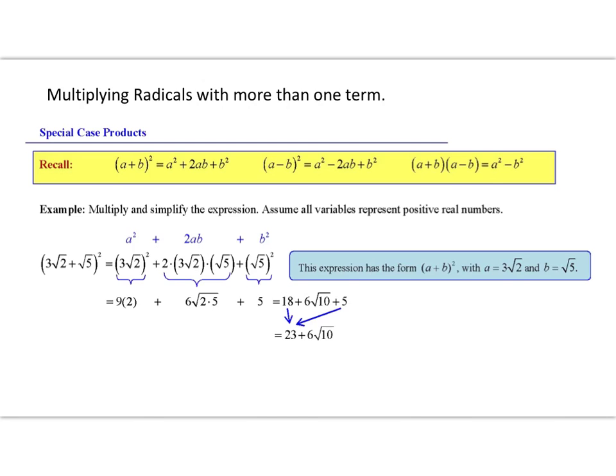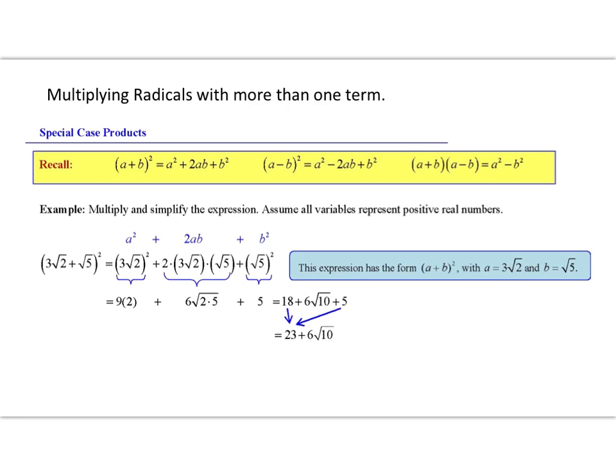So now we're going to be multiplying radicals with more than one term. We have the special cases where we have, recall, a plus b squared is equal to a squared plus 2ab plus b squared. We also have a minus b squared is equal to a squared minus 2ab plus b squared. And then we have the difference of squares where we have a plus b times a minus b is just the difference of the squares, a squared minus b squared. So we learned these back in chapter 5 when we were factoring.